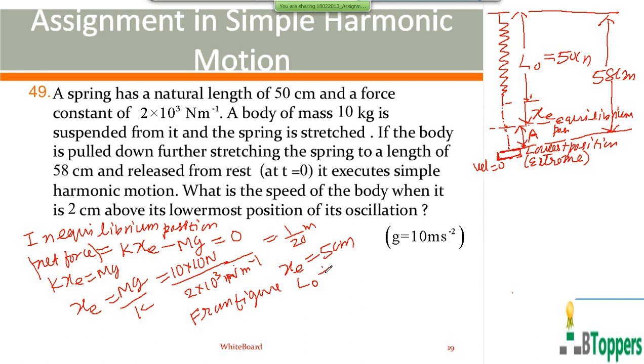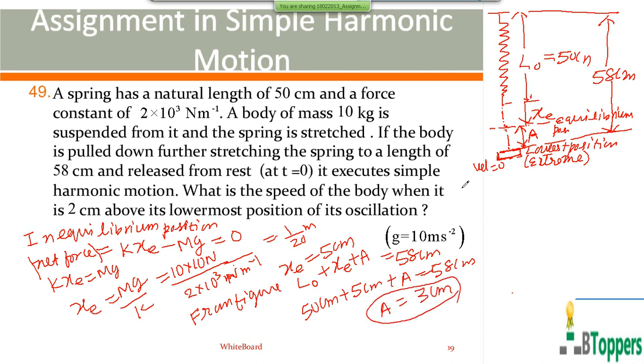natural length L naught plus elongation in the equilibrium position plus magnitude of displacement amplitude gives you the length of spring at the lowest position of the mass, that is 58 centimeters. So L naught is given as 50 centimeters. Elongation xe in the equilibrium position is 5 centimeters. Therefore, displacement amplitude, if you simplify this, you get 3 centimeters.